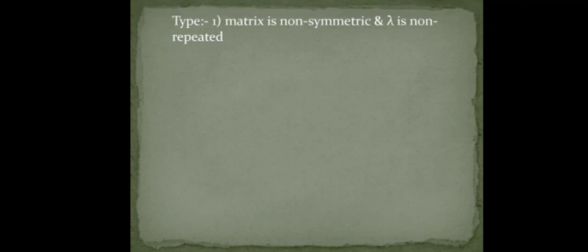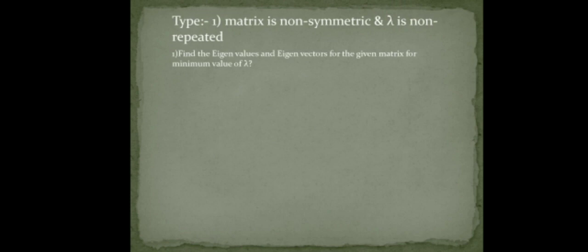I am going to explain the topic of solving eigenvectors and eigenvalues when the matrix is non-symmetric and lambda is non-repeated. We will understand the steps of solving this type of problem using an example. The problem is as follows.